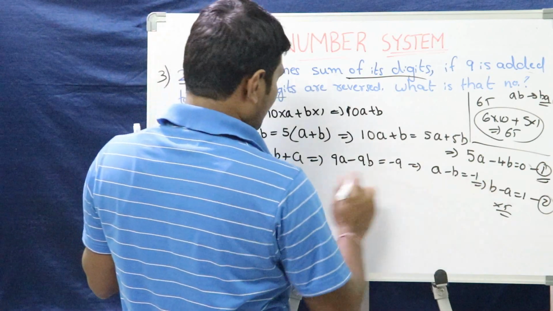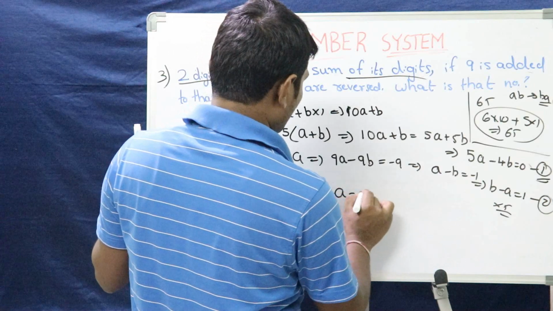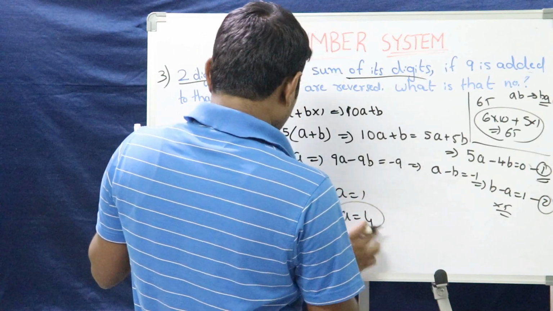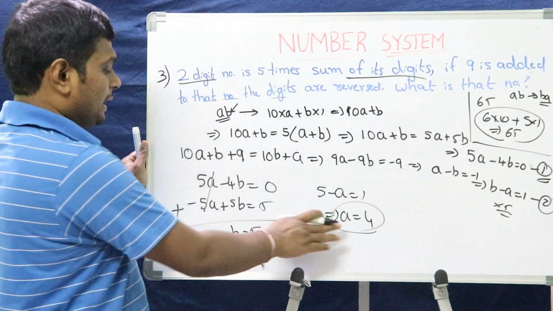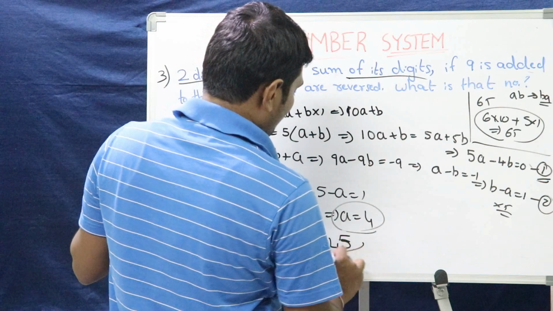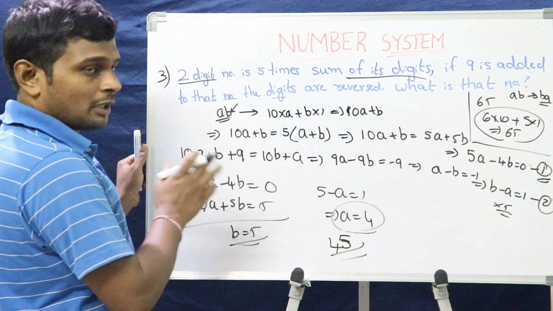Let's substitute B in this one. 5 minus A is equal to 1. Then A equals 4. Then what would be the number? A equals 4 and B equals 5. The number is 45. Let's check whether the number is proper or not.